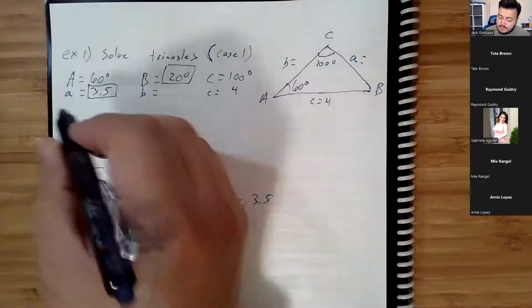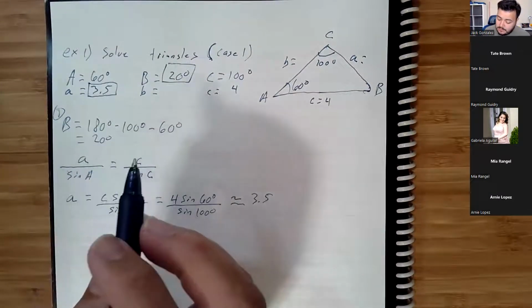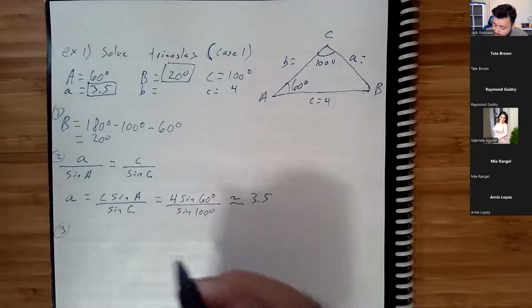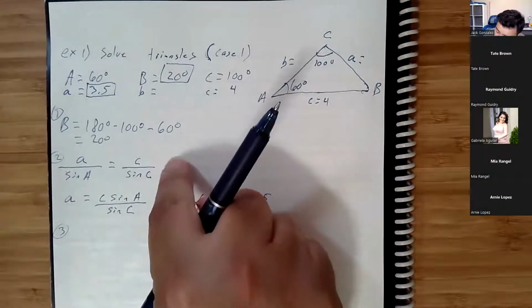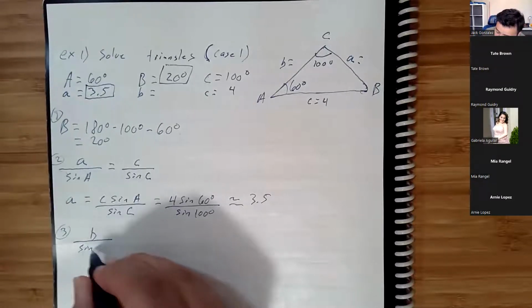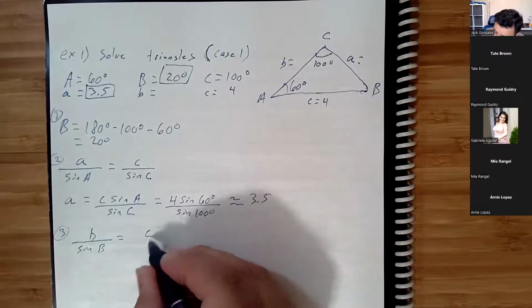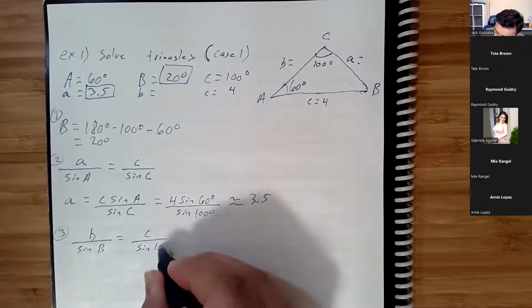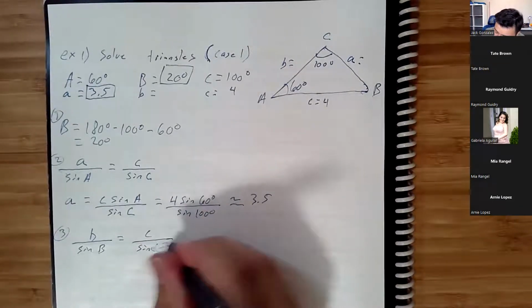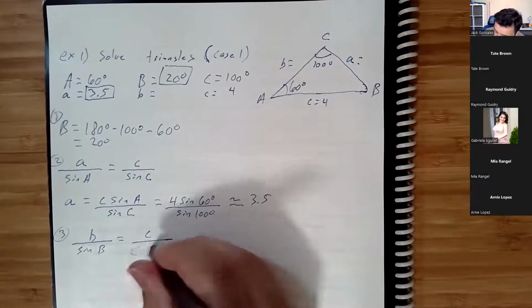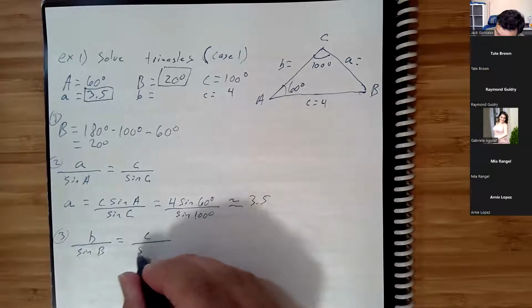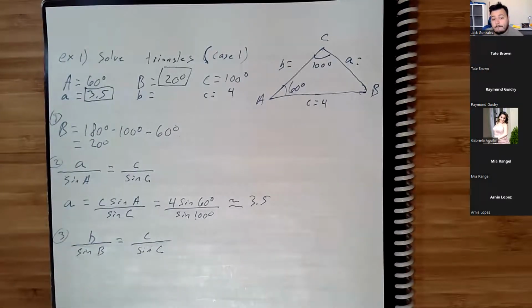So do the same. This is the first step, second step, third step. So create another equation like this. I want to find little b, so I'm going to choose this one, little b over sine B. Set that equal to the one we already knew from the beginning, since it's a whole number.